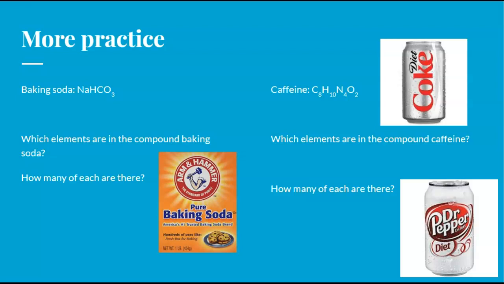So here we go. Which elements are in them and how many of each? Take a moment, figure it out. We've got C for carbon, H for hydrogen, N for nitrogen, and O for oxygen. And there are 8 carbons, 10 hydrogens, 4 nitrogens, and 2 oxygens.